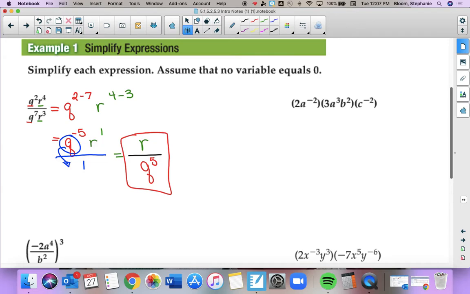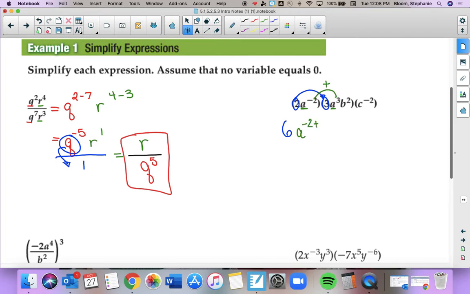All right, let's do the second one. Now, the second one, these are all squeezed together. So we're going to multiply things that have the same base. I'm going to start with my constants. If I have constants, I can always multiply them together. So 2 times 3 is 6. Now, my bases are the same, so I'm going to multiply a to the negative second times a to the third. What's the rule that you do with those exponents? You add them.